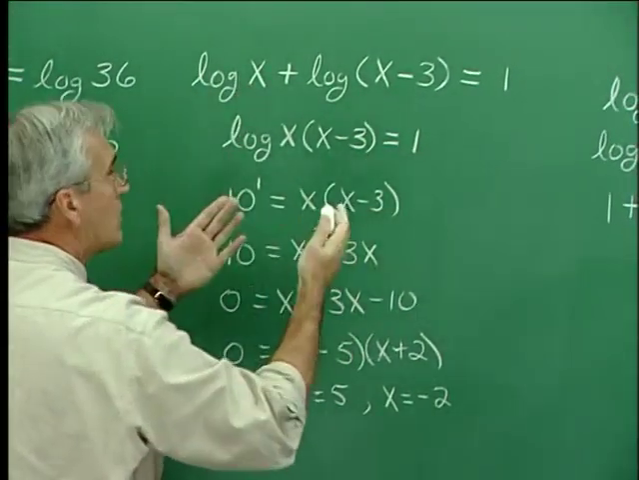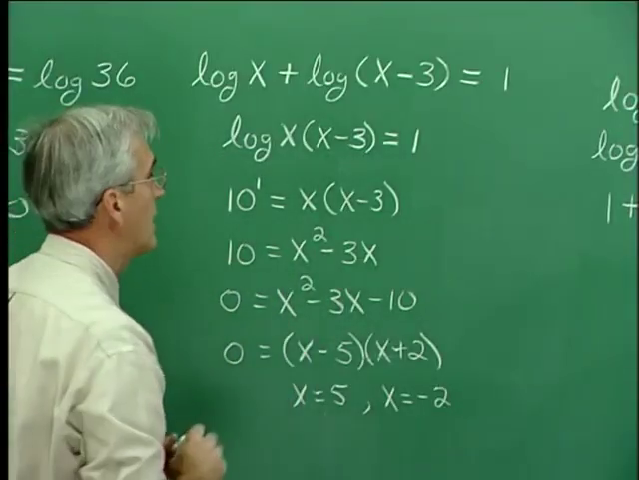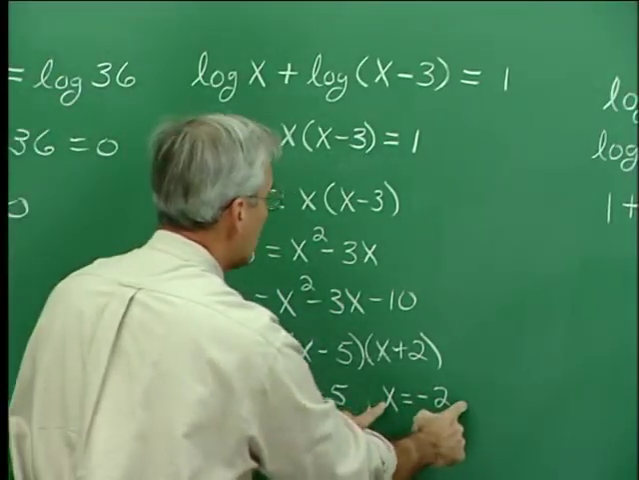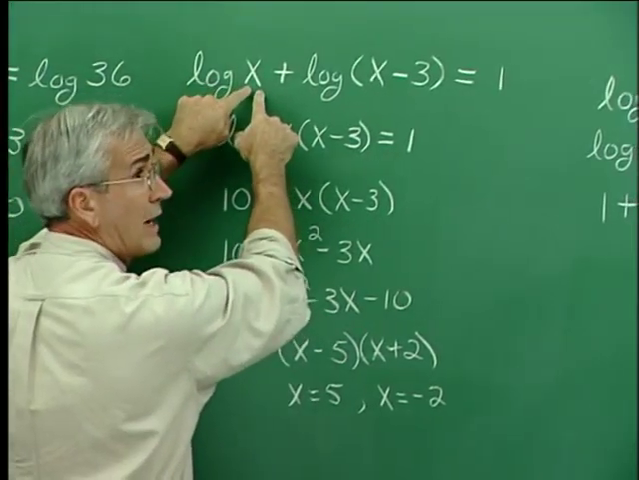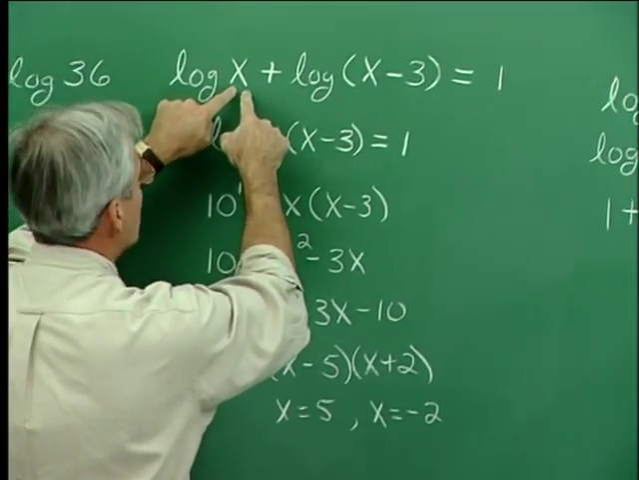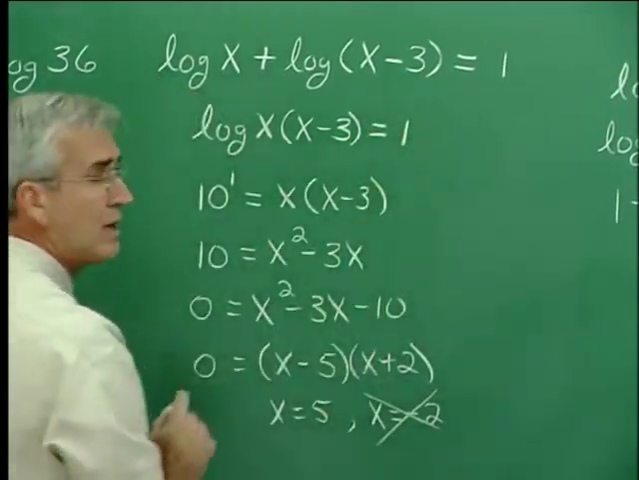We could actually evaluate using the calculator to see if 5 is a legitimate solution, but it does turn out to be one. Now, for x equals -2, though, we have a problem because we have the logarithm of a negative number, you see, when x is replaced with -2. So we have to throw out this solution. This is not a legitimate solution of the original equation.